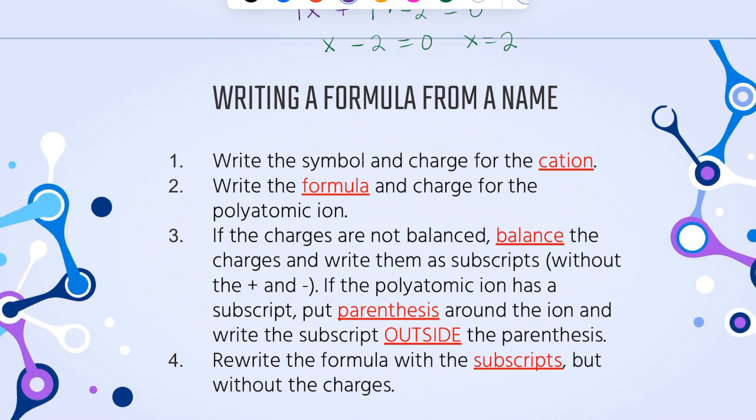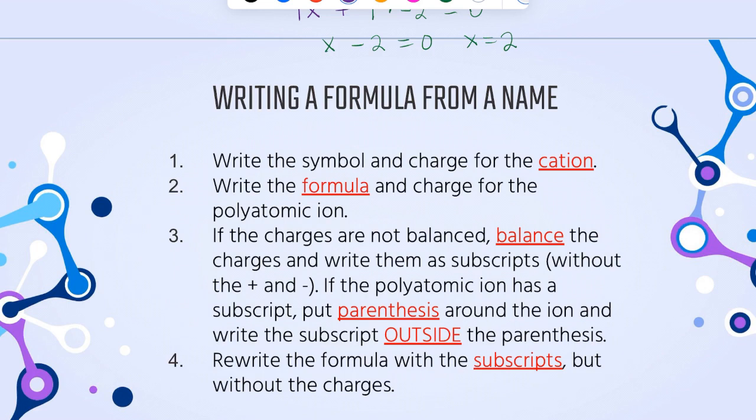In order to write the formula, we'd write the symbol and the charge of the cation. Again, this should sound very familiar from the other ionic compounds that we did. Then we're going to write the formula and charge, but it's a polyatomic ion. And just like before, if the charges aren't balanced, we want to balance the charges and write them as subscripts. That way our net charge is 0, right? They balance out. Think about the Lego activity, how we wanted that perfect rectangle.